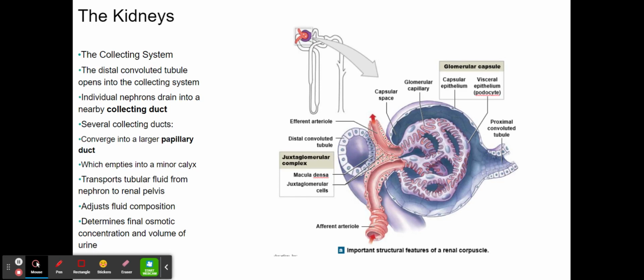Alpha intercalated cells secrete hydrogen ions and reabsorb bicarbonate ions, while beta intercalated cells secrete bicarbonate and reabsorb hydrogen ions. Principal cells are cuboidal cells that reabsorb water and secrete potassium. Together, these cells regulate the acid-base balance in the blood. The collecting system does more than simply transport tubular fluid from the nephrons to the renal pelvis. It also adjusts the fluid's composition and determines the final osmotic concentration and the volume of urine, which is the final product. We'll consider these activities of the collecting system later in the module.